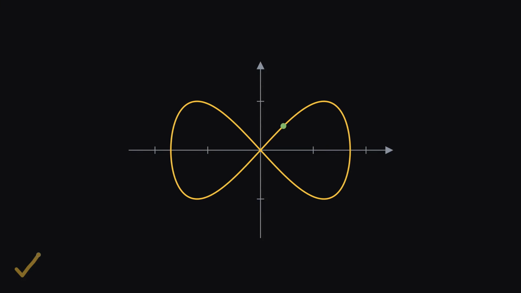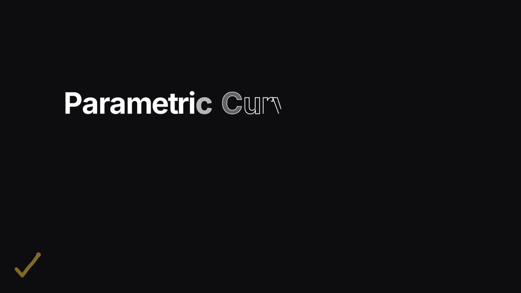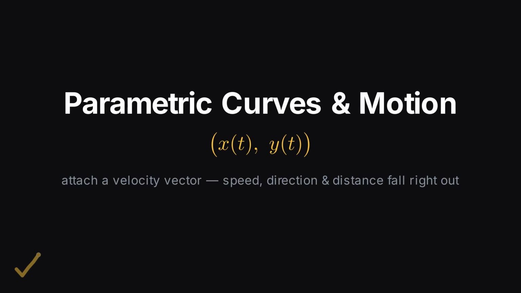Watch a dot race along a curve that loops back on itself, goes straight up, even crosses its own path. A normal function y equals f of x can't describe that, so how do we capture motion this free? The answer is parametric equations, and once you attach a velocity vector to that moving point, every exam question about speed, direction, and distance falls right out. Let's see it.